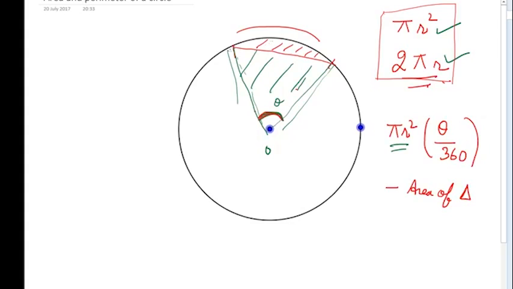If I had to calculate only the area of this part, which is marked in red, then you take the total area, pi r square theta by 360, and you subtract the area of this particular triangle. And then you will get that area. So once we come to questions, we'll see if such examples are there.